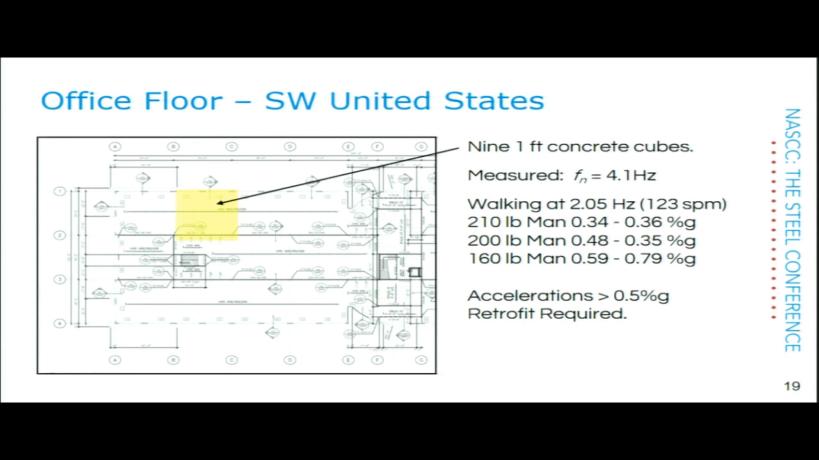A 200-pound man, a 210-pound man, a 160-pound man. And look who caused the largest acceleration. The 160-pound man. He was much better at walking at the metronome than the engineers were. He was a lawyer. There was also a woman who could really get the floor moving, and they didn't want me to ask her to walk that particular day. So the measured accelerations and the predicted accelerations are greater than 0.5% g, and it was decided to retrofit this building.